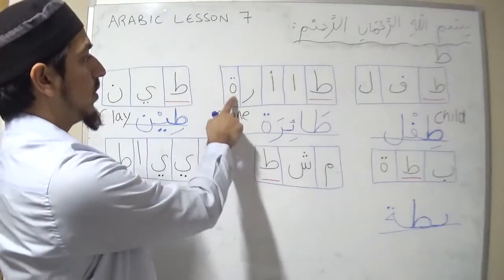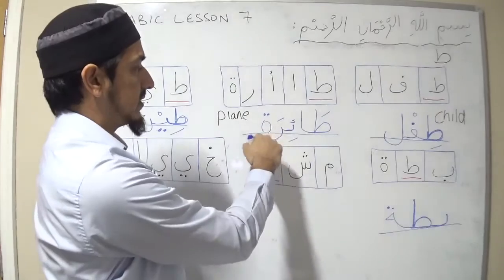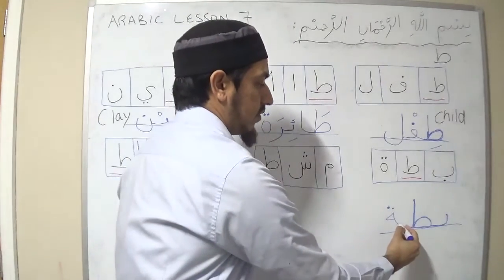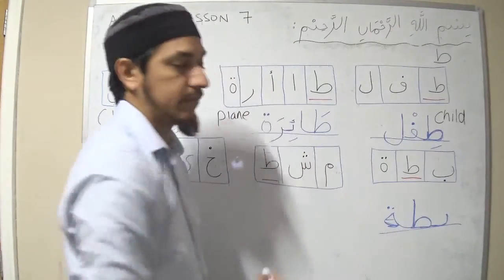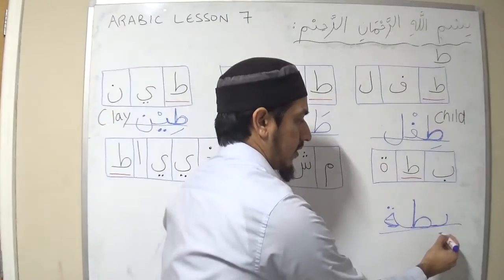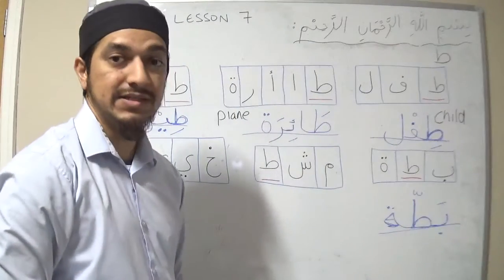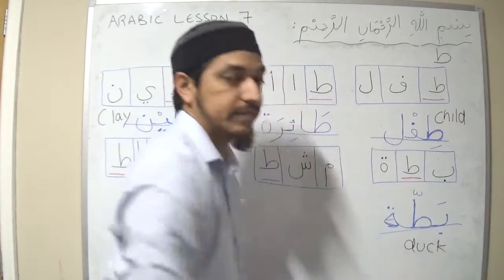That was the ta mudawwara, I did not join. That just sat nicely on top by itself. And here this ta kind of lifts off from the floor, or it can stay on the floor a little bit. Batta. And batta is duck in Arabic. A duck.